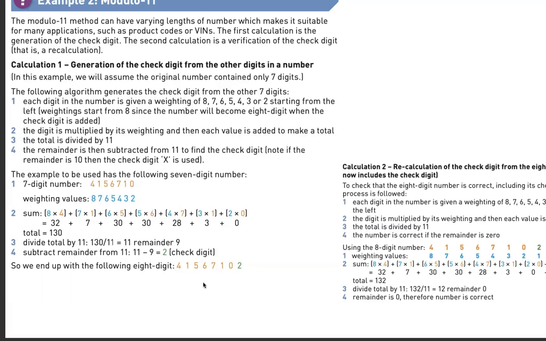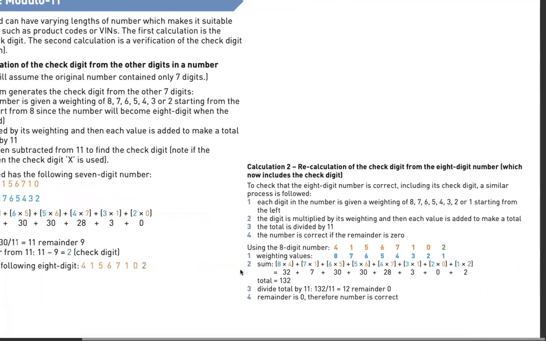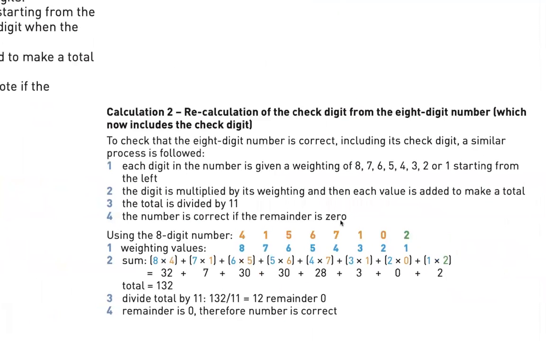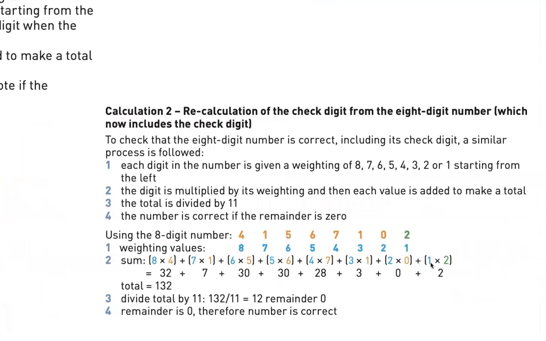Now, as mentioned before, the first process is the calculation of the check digit. The second process is verification. Now, how do I verify? Simply, this time around, I will also use the check digit with its respective position value, which is 1. So 2 multiplied by 1, 0 multiplied by 2, 3 multiplied by 3, 7 multiplied by 4, 6 multiplied by 5, 5 multiplied by 6, 1 multiplied by 7, 4 multiplied by 8. Add them together, you will get a total of this.